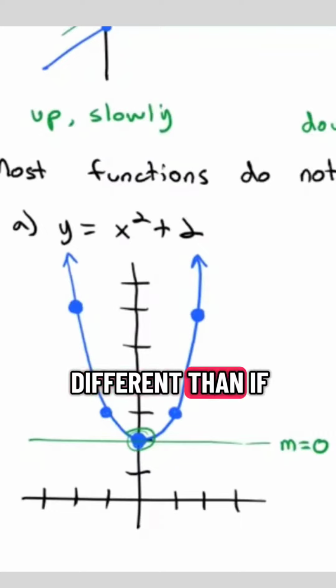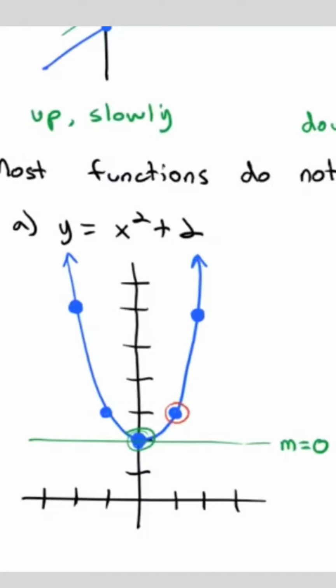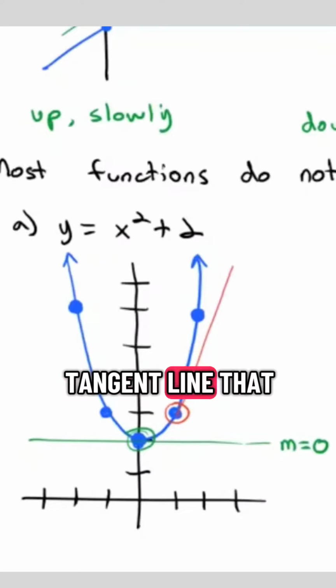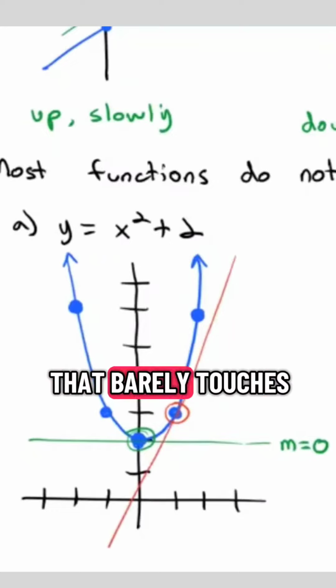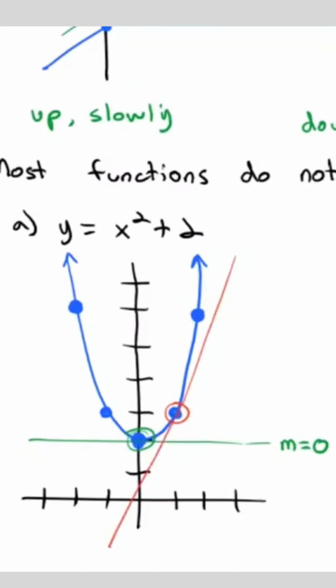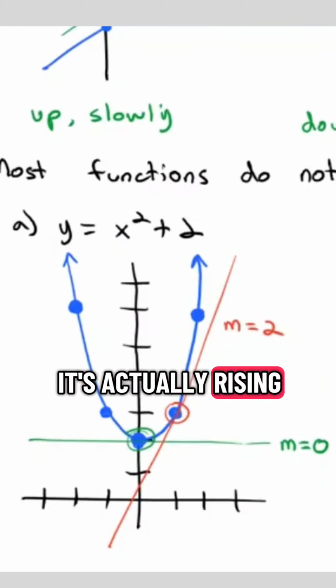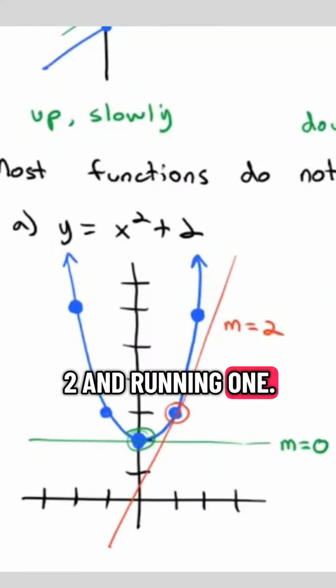That's a little different than if I consider the point that's just 1 to the right. Because at that point, it's actually got a much steeper tangent line that could be drawn that barely touches it. And there, the slope of that graph is going uphill. It's actually rising 2 and running 1.